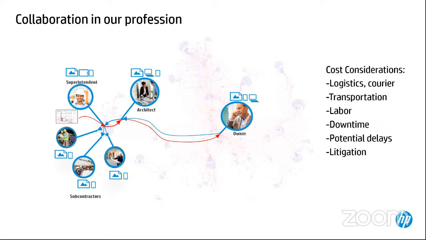For example, if you are reliant on face to face meetings or hard copies of designs, there are costs related to logistics, courier, and transportation. Extended working hours will also result in additional labor costs. Productivity is not maximized. And as turnaround time expands, there is risk of not meeting deadlines. And worst, litigation fees may be involved too.